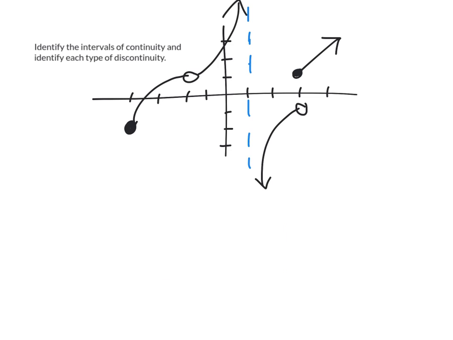So now let's just kind of tie it all together. I've given you a graph here of some sort of a piecewise function, and the question is asking us to identify the intervals of continuity and to identify each type of discontinuity. So you guys can go ahead and pause the video and give this one a try, and then unpause when you're ready to see the answer.